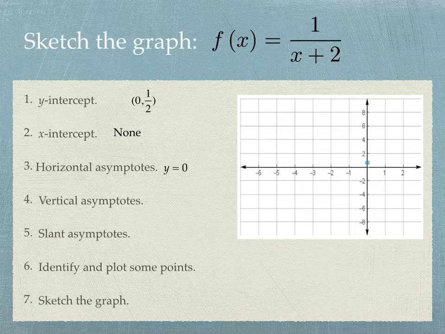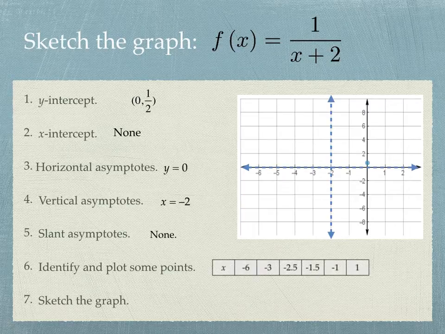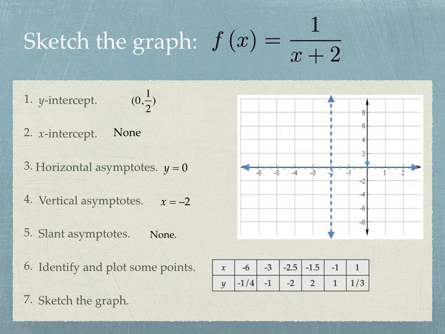The horizontal asymptote, because the degree of the numerator is less than that of the denominator, there is a horizontal asymptote at y equals 0. There is a vertical asymptote at x equals -2, because that's the value that makes the denominator 0. There are no slant asymptotes. Remember, we then went to plot some points using a table of values.